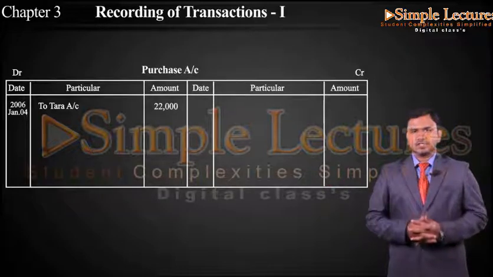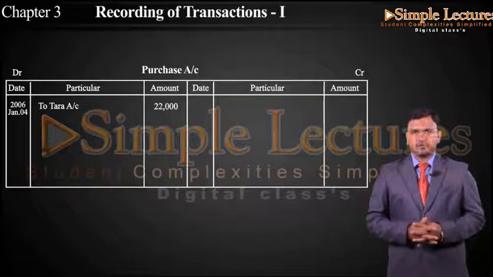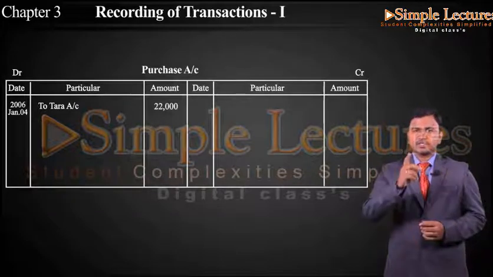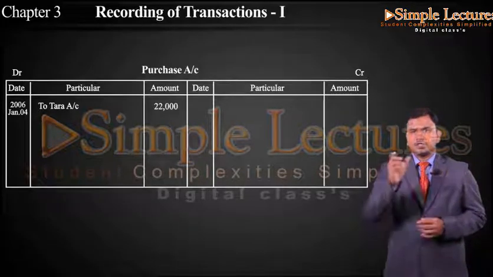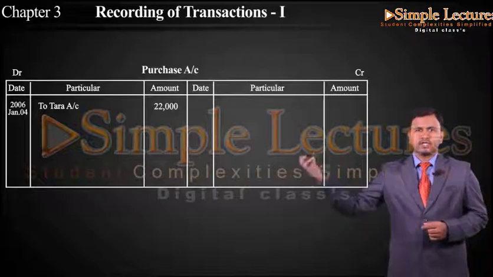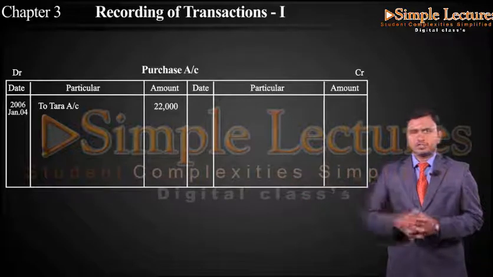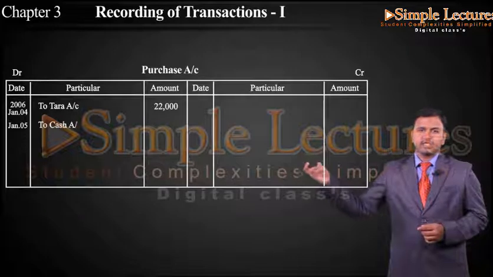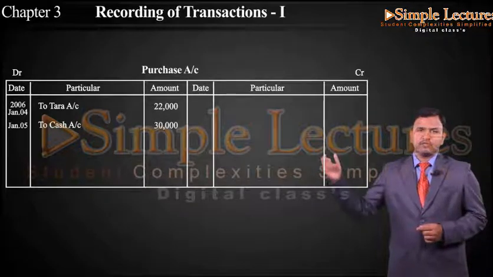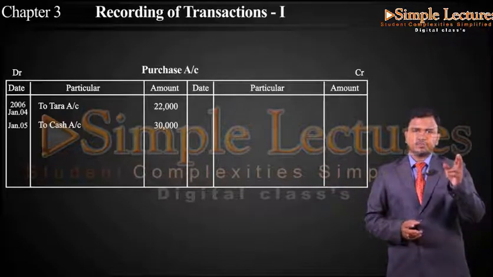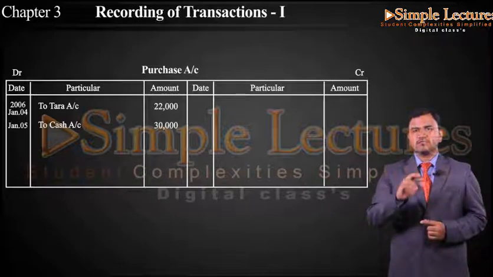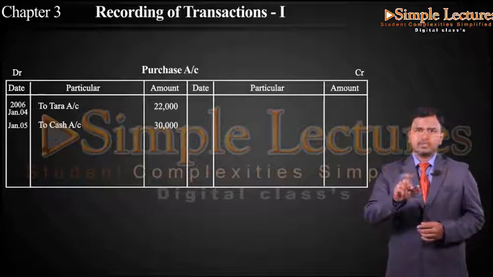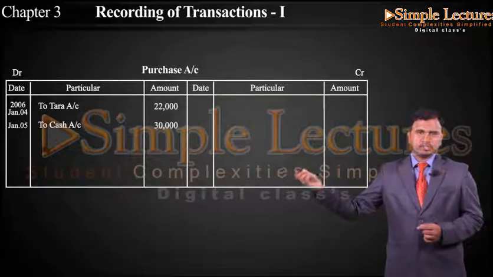The next transaction is on Jan 5th, where purchases account debtor to cash account. Again purchases was debited there and the amount was 30,000. Since purchases was debited, we take it in the debit side. Date will be Jan 5th to cash account 30,000. We take cash here because purchases was debited against cash, which means the purchases were made for cash. That entry was taken in the debit side.